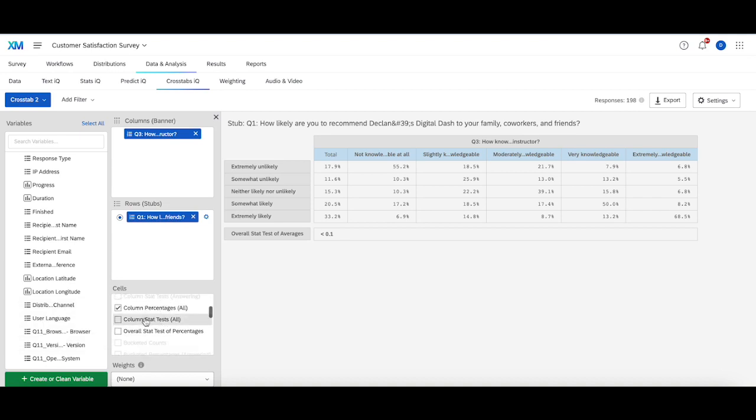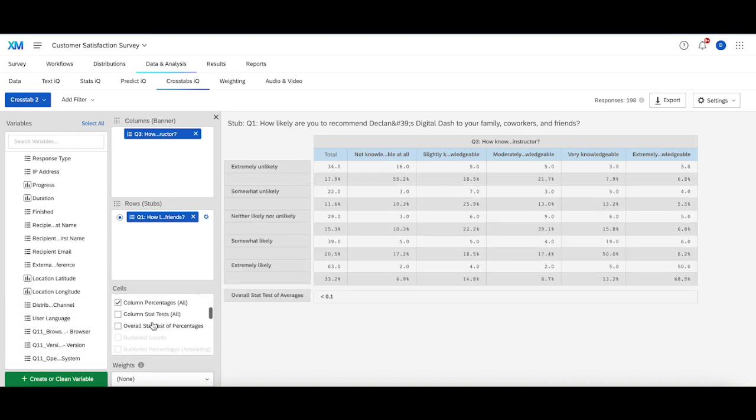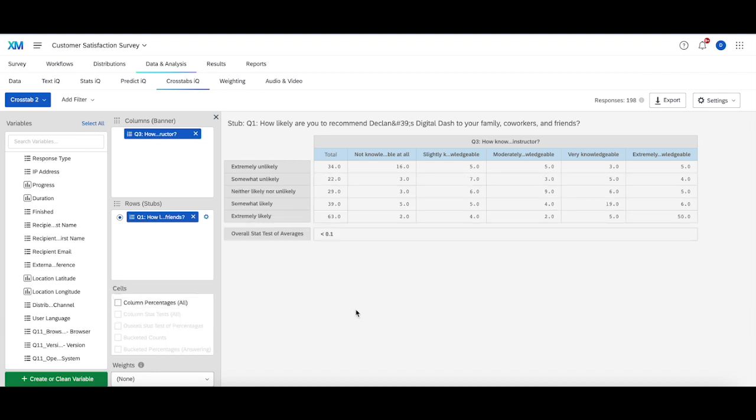So if we check counts on here and then turn this off, now we can see in a numerical format there were 50 people who rated this as extremely likely to recommend this course and also rated the instructor as extremely knowledgeable. 19 said the instructor was very knowledgeable and also were somewhat likely to recommend the course. 16 said the instructor was not knowledgeable at all and thus also were extremely unlikely to recommend the course. Hope that clarifies things. Crosstabs can be a little bit tricky, especially when it comes to actually interpreting the data you've gathered.